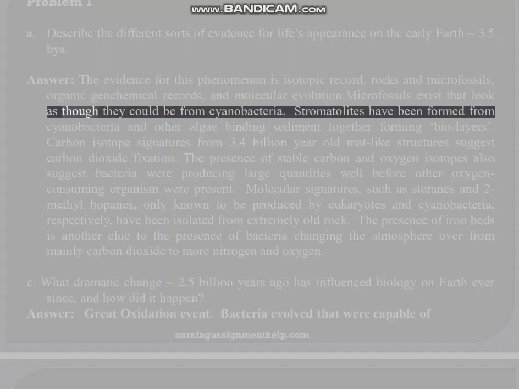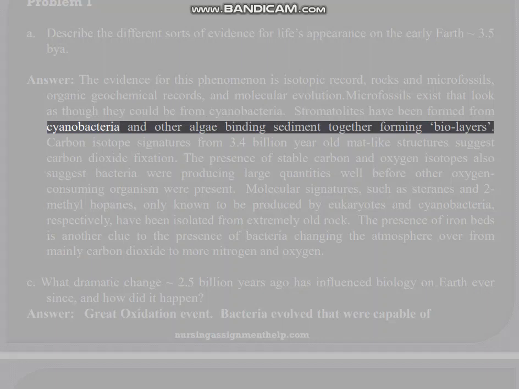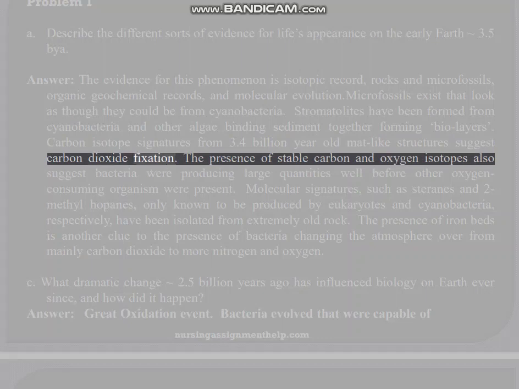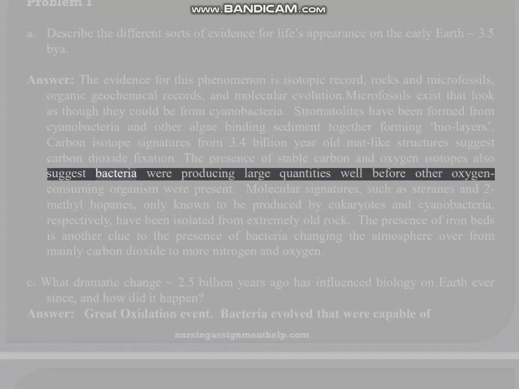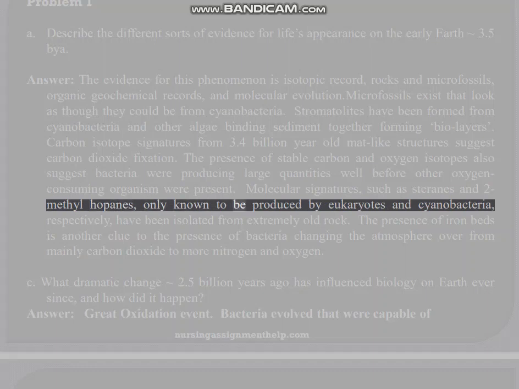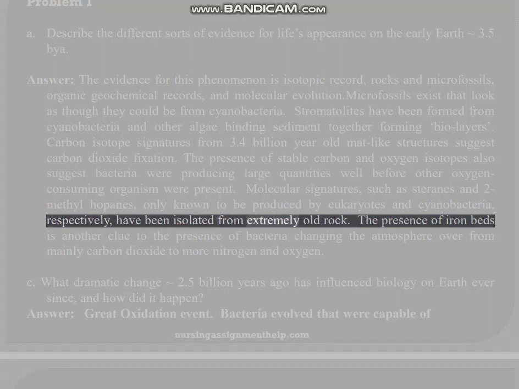Microfossils exist that look as though they could be from cyanobacteria. Stromatolites have been formed from cyanobacteria and other algae binding sediment together, forming biolayers. Carbon isotope signatures from 3.4 billion-year-old mat-like structures suggest carbon dioxide fixation. The presence of stable carbon and oxygen isotopes also suggests bacteria were producing large quantities well before other oxygen-consuming organisms were present. Molecular signatures, such as steranes and 2-methylhopanes, only known to be produced by eukaryotes and cyanobacteria, respectively, have been isolated from extremely old rock.